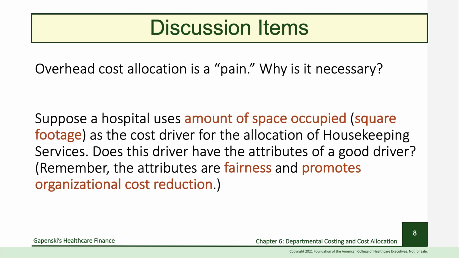So just keep in mind that cost driver is the basis on which the allocation is made, but cost pool is the grouping of similar costs that has to be allocated. When we are doing cost allocation, we are pricing a process where managers allocate the cost of one department to other departments. Overhead cost allocation is a pain, and why is it necessary? Suppose a hospital uses amount of space occupied as the cost driver for the allocation of housekeeping services. Does this driver have the attributes of a good driver?